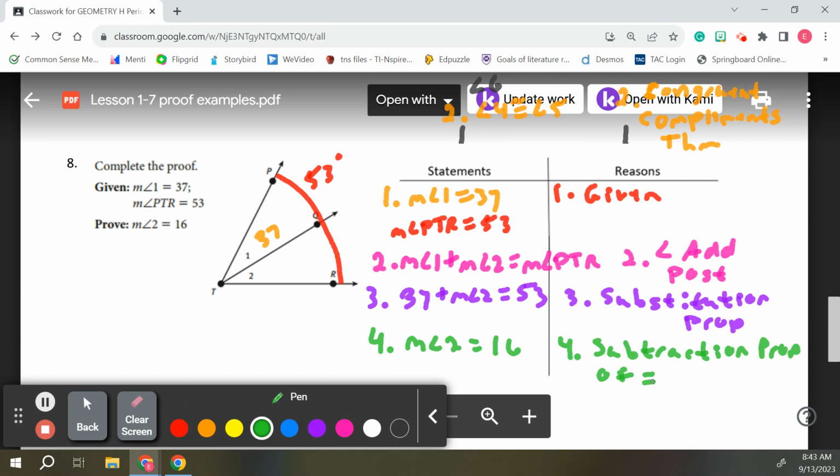Yeah, Evan. Why can't we just say like 37 plus 16 equals 53? You can't. It's not a theorem. Because you have to prove that it is. You can't just go for it.